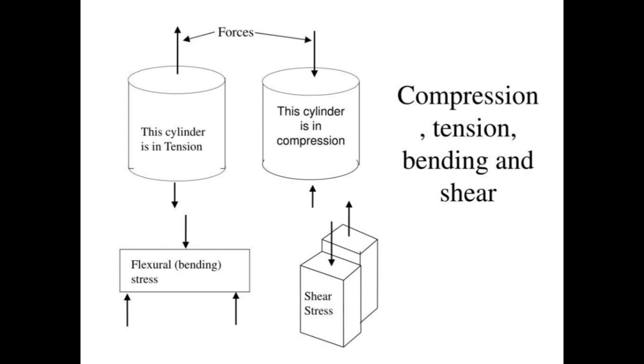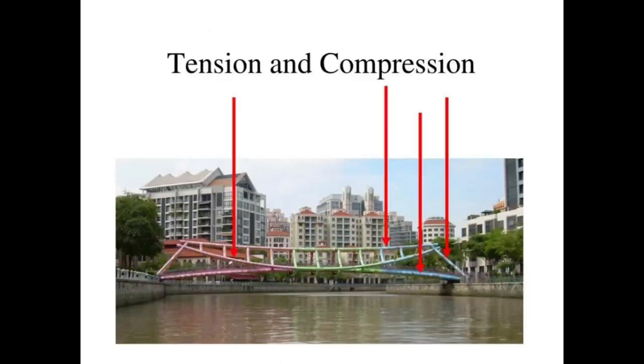Flexural means, a good example is a bridge. It's supported at the bottom, whereas a load is acting at the top. It automatically leads to bending, right? Whereas shear means tangential force acting on the surface of the body, right? Tension and compression, a small example which relates to a bridge.